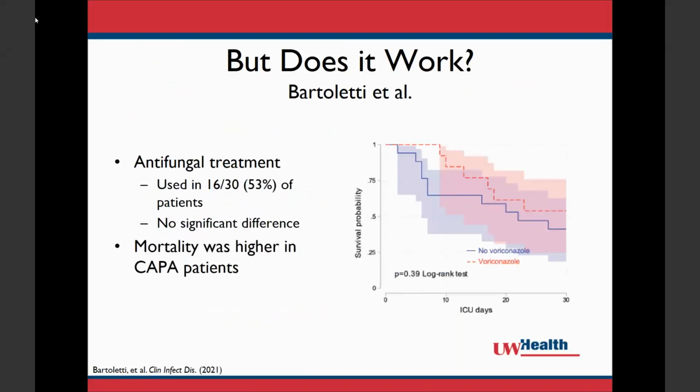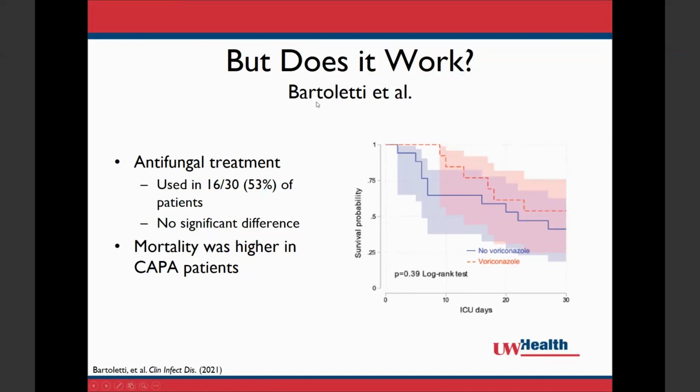So after all of this discussion of the types of antifungals, I think the bigger question is, do they work for the treatment of CAPA? And really what's out there in the literature suggests that it doesn't really make a difference. So going back to the Bartoletti study, of the patients with CAPA diagnosis, about half of them received antifungal therapy, but there was no significant difference between the two groups in terms of mortality.